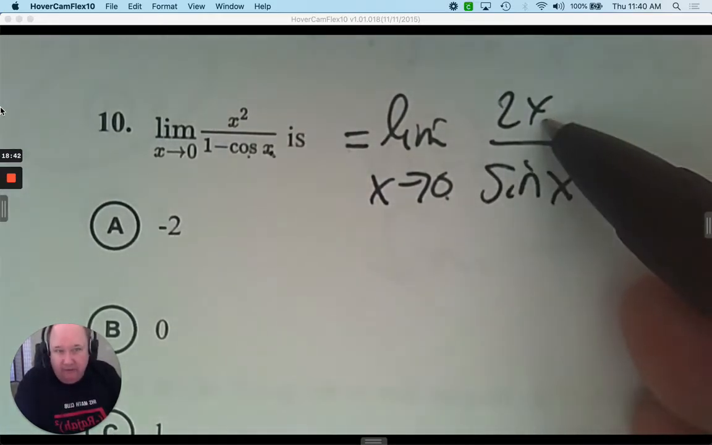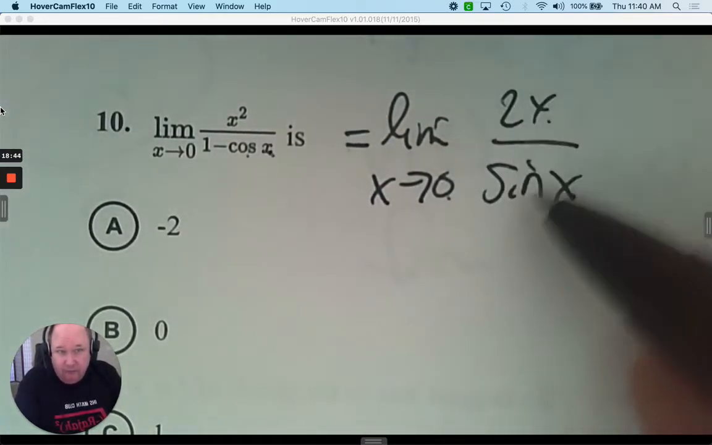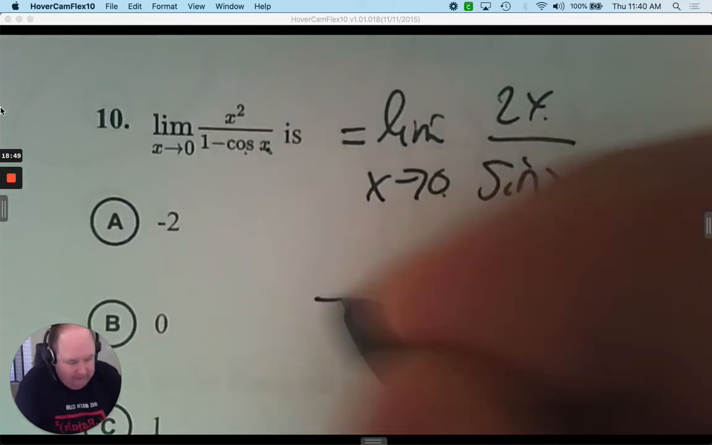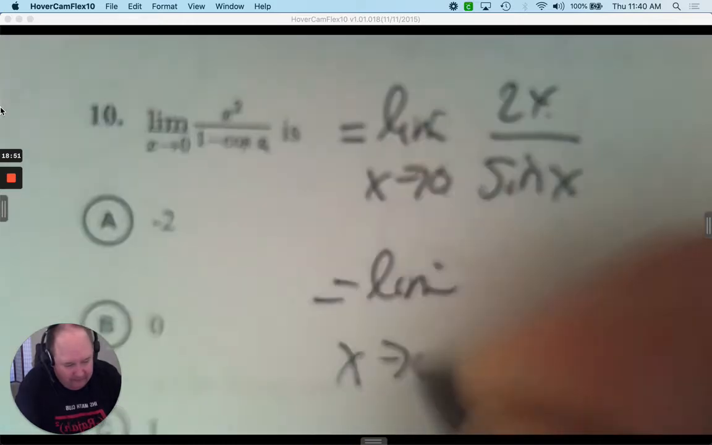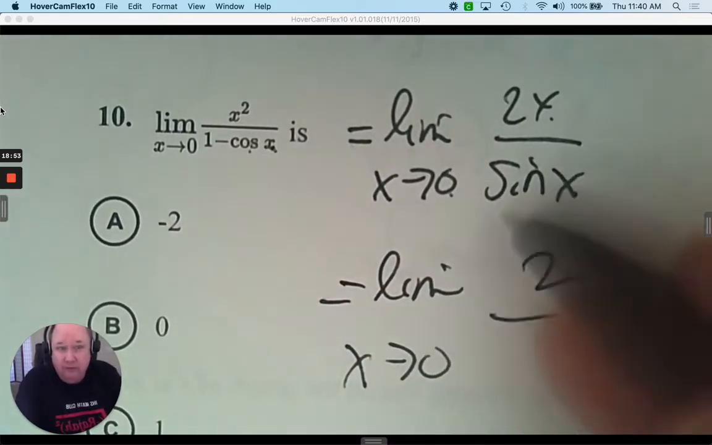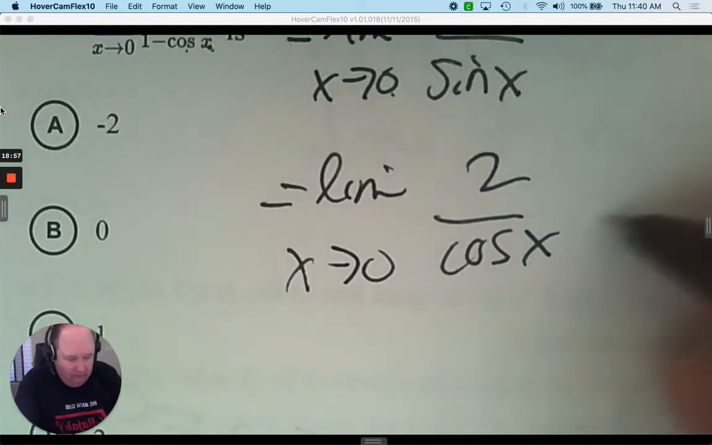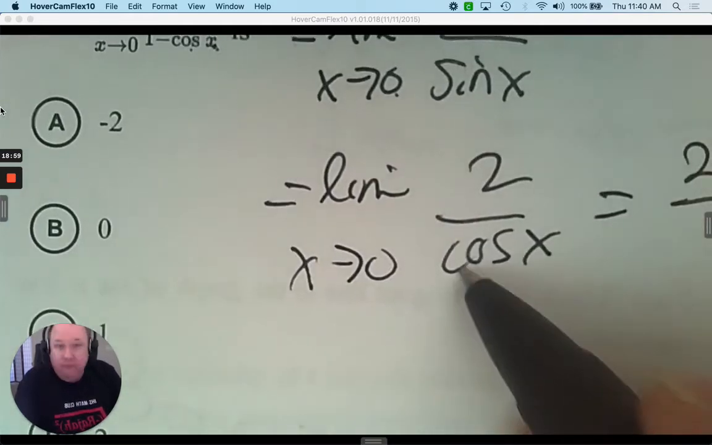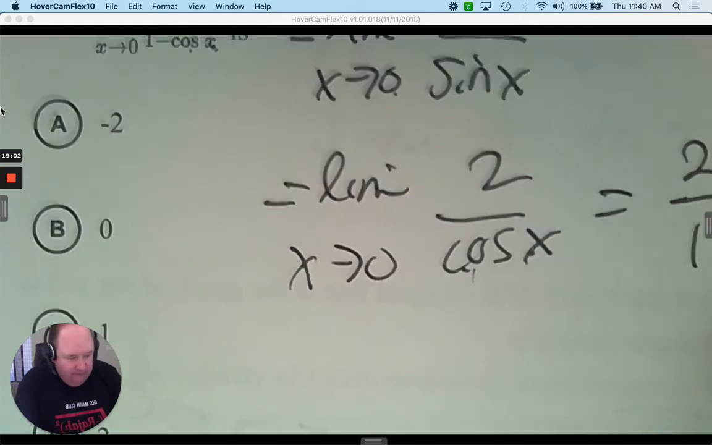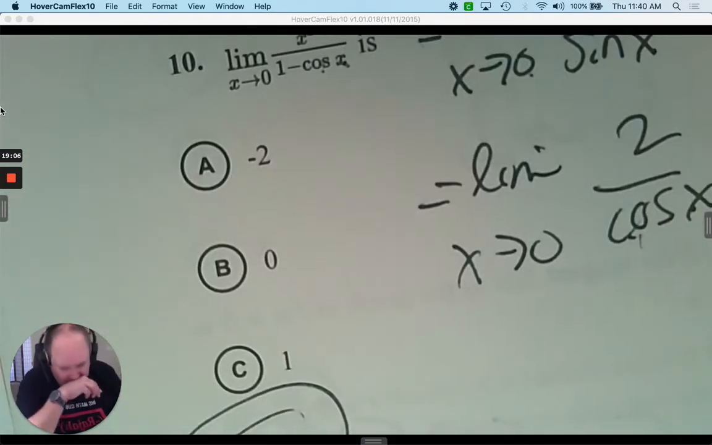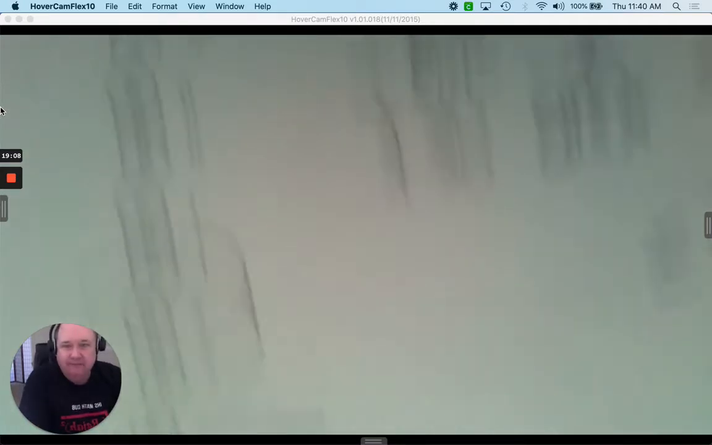Again, if you plug in 0, 2 times 0 is 0. The value of sine at 0 is 0. It's indeterminate again, so take the derivative a second time. Now you have 2. The derivative of sine is cosine. Now plug in 0. The value of cosine at 0 is 1. So the answer is 2. Done. Number 11.